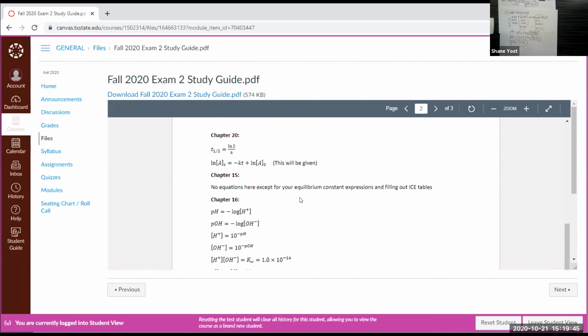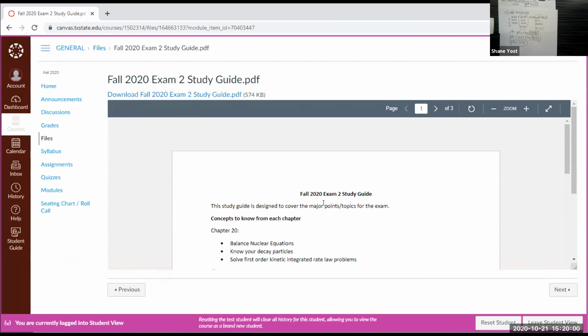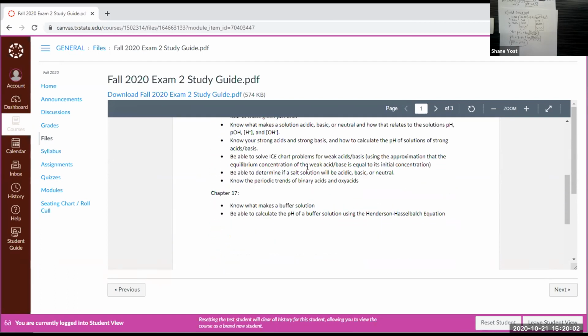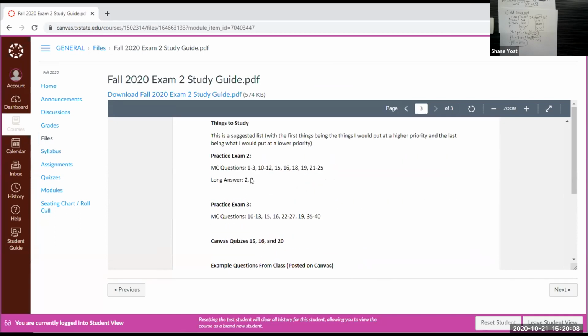Just like for chapter 20, if you need to use an integrated rate law, that will be given. So I note which equations will be given and which equations won't be given on this study guide. It adds 3 pages. The first page discusses topics, concepts, and types of problems that you should be comfortable with. The second page is equations. The last page is resources and things that you should review.